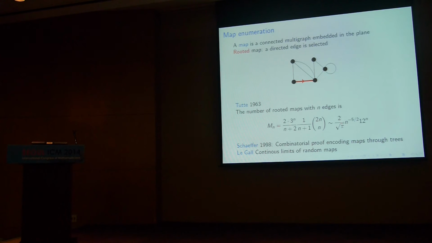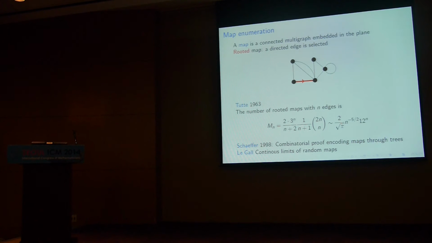And then Tutte proved the following fantastic formula, that the number of rooted maps in this sense with n edges is given by this exact formula. If you just do a Stirling approximation and work out the asymptotics, you see there is an exponential growth, which is 12 to the n, which comes from this 3 to the n and 4 to the n here, and a sub-exponential growth, which is n to the minus 5 over 2. If you like counting, you may have recognized the Catalan number here.